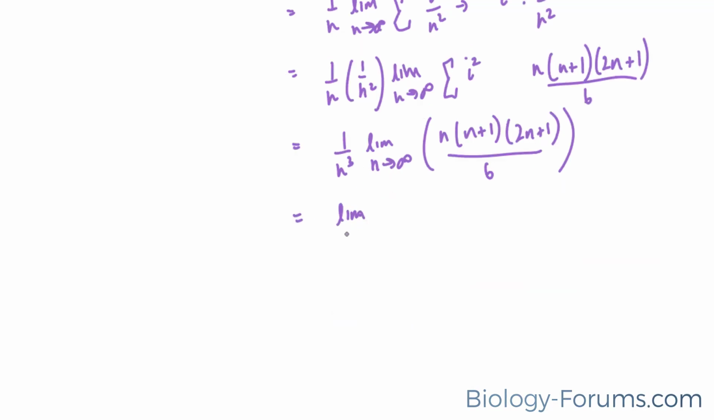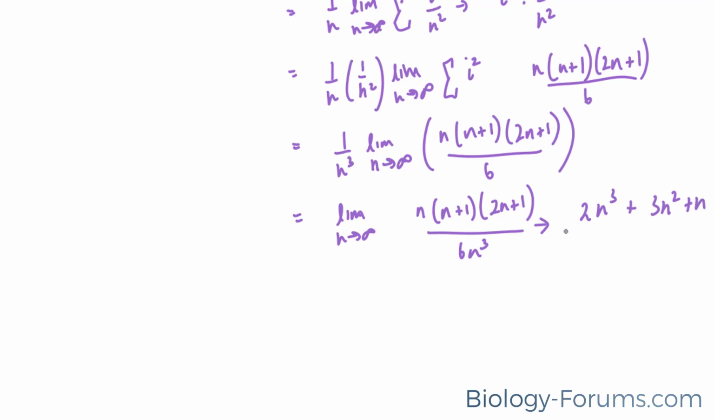The limit as n approaches infinity for n times n plus 1 times 2n plus 1 over 6n to the power of 3. Now if I expand this, I end up with the following. If you expand the top, you end up with 2n to the power of 3 plus 3n squared plus n over 6n to the power of 3. At this point, you'd need to take the limit, but it appears to be difficult.